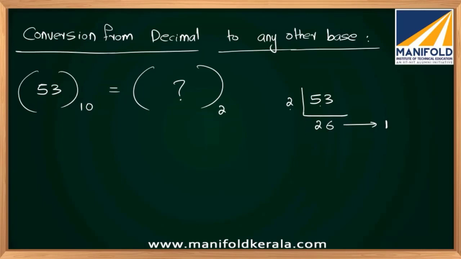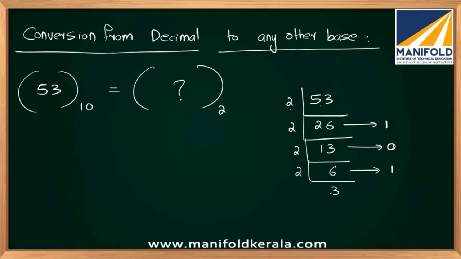Then you repeat this division. Now what is this one? This is 26, and 26 divided by 2 is 13, and 13 into 2 is perfectly 26. There is no remainder in that particular division, so the remainder is 0. Now carry out the division again. You get 6 with a remainder of 1. Divided by 2 again, you get 3 with a remainder of 0. And you divide it by 2 again. You get 1 with a remainder of 1.